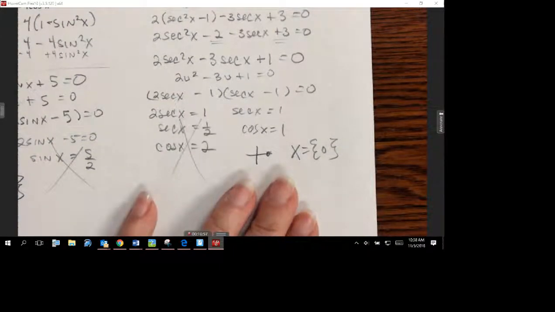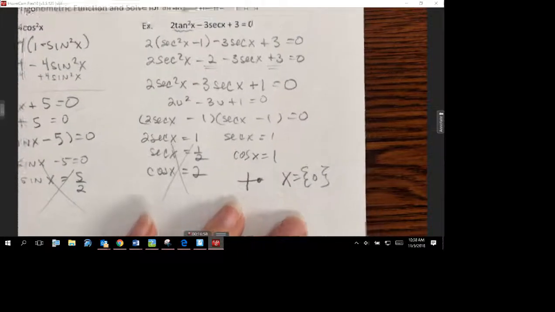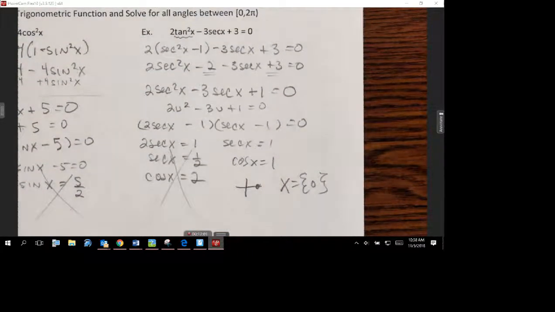Let's go on Desmos and check. Is 2 pi in the restriction in the directions? So that one won't work.